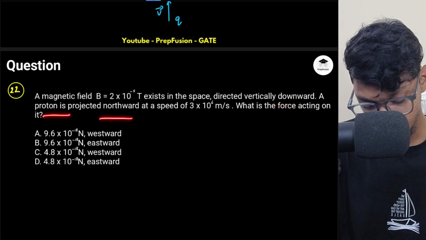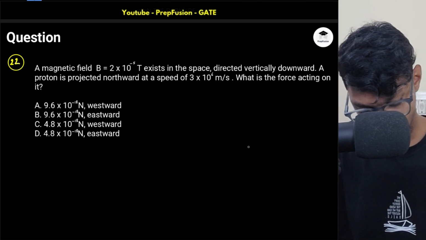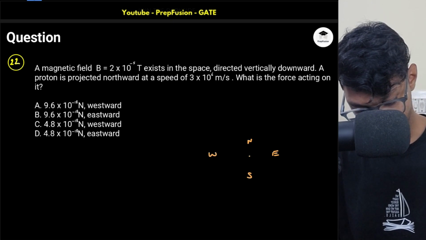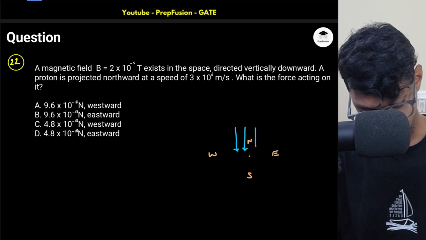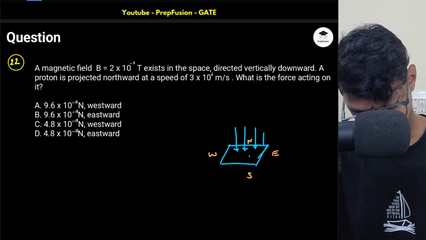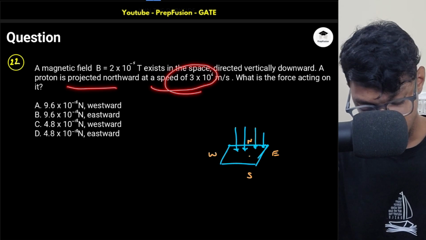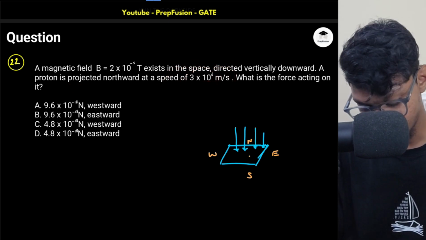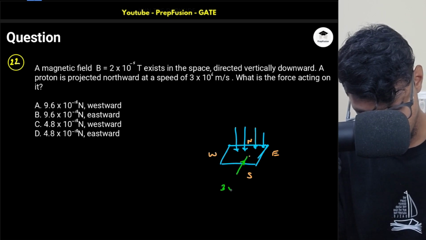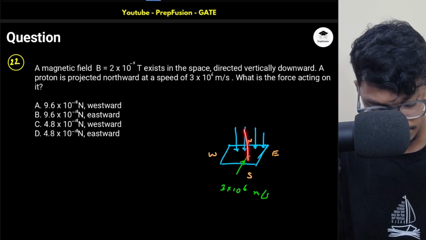A proton is projected northward. So again, I will draw the north, south, west, east, and the magnetic field is coming downwards. This is the plane basically. The proton is projected northward at a speed of 3 into 10 raised to power 6 meter per second. So this proton is moving from south to north. The direction of movement of the proton is here, and the magnetic field is in this direction.